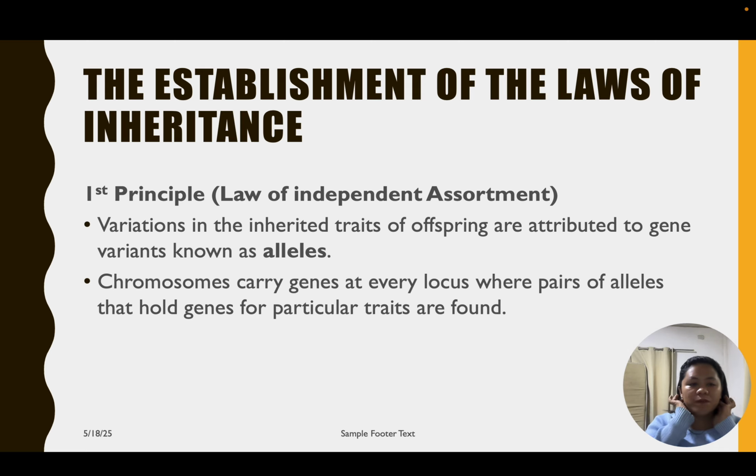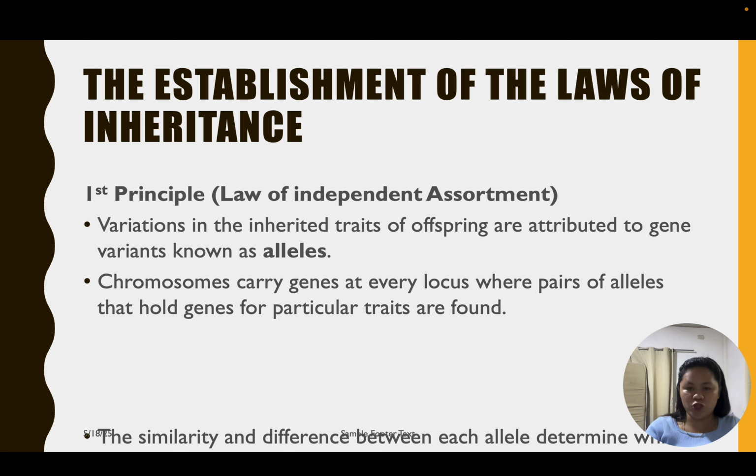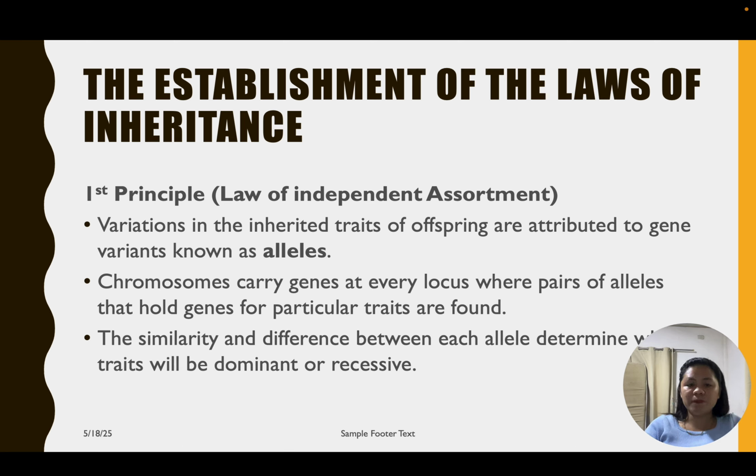Chromosomes carry genes at every locus where pairs of alleles that hold genes for particular traits are found. You can see the different genetic information in the chromosome. The similarity and difference between each allele determine which trait will be dominant or recessive. In a population, whatever is the dominant trait, that is the dominant trait, kumbaga. If ever there are a few contrasting colors, those are the recessive trait. Okay, so that is the law of independent assortment.